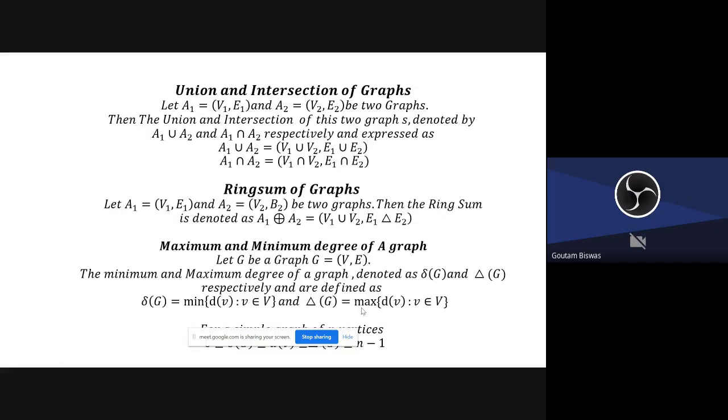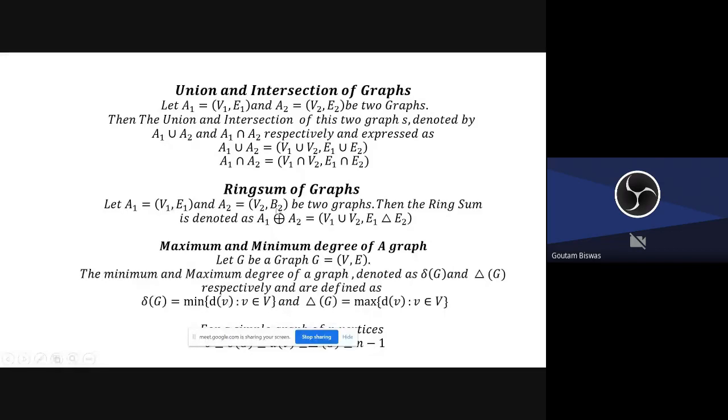Now this concept, union and intersection of graphs. A is a graph with A1 and A2. Then the union and intersection of the two graphs is denoted by this figure. In union, it is the union of the vertex set and the union of the edge set. And similarly, in intersection, it is the intersection of the vertex set and the intersection of the edge set. Now, another mathematical quantity is ring sum of graphs.